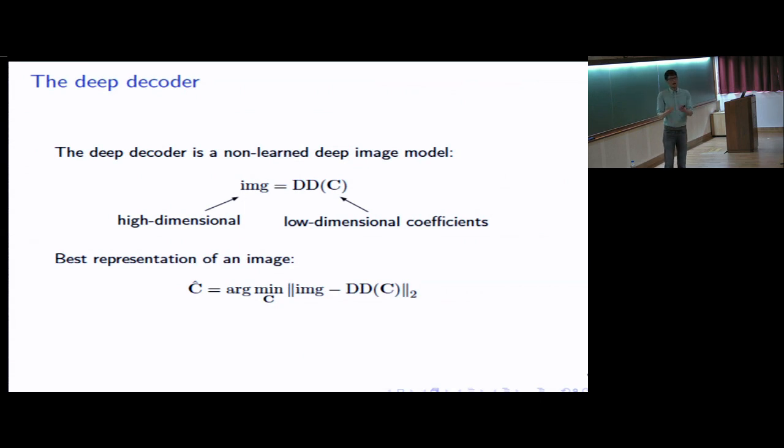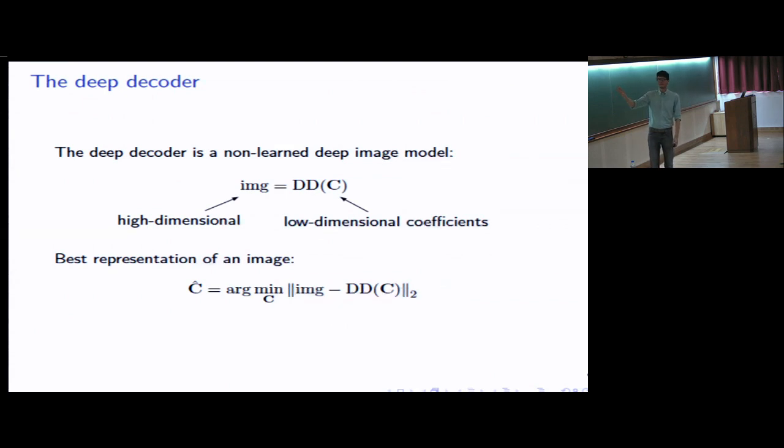Right? And so now, how do I represent an image? You hand me an image, and then I'm just going to find the coefficients, the weights of my network, that best represent that image, let's say in an L2 sense. Right? So this is a relatively straightforward formulation.